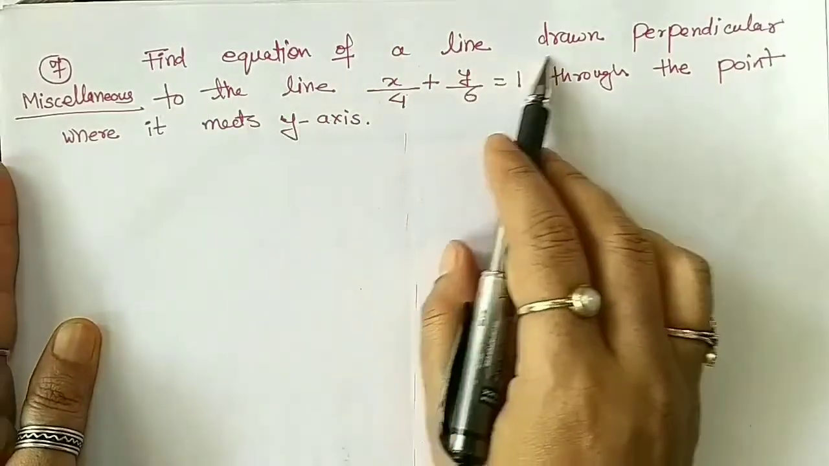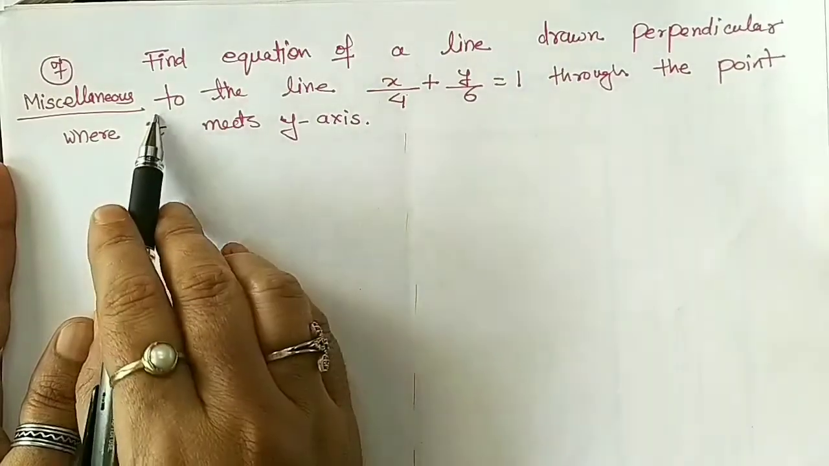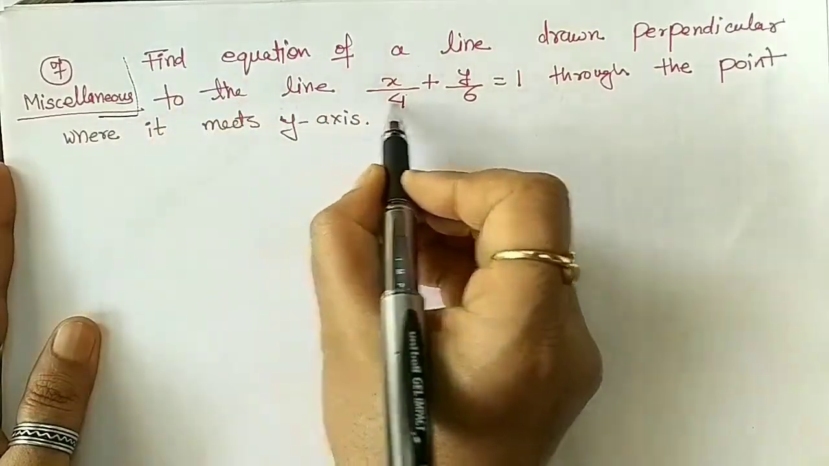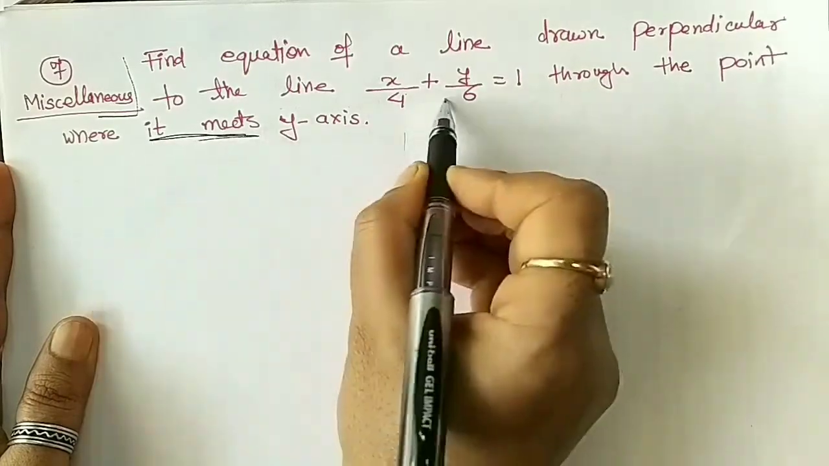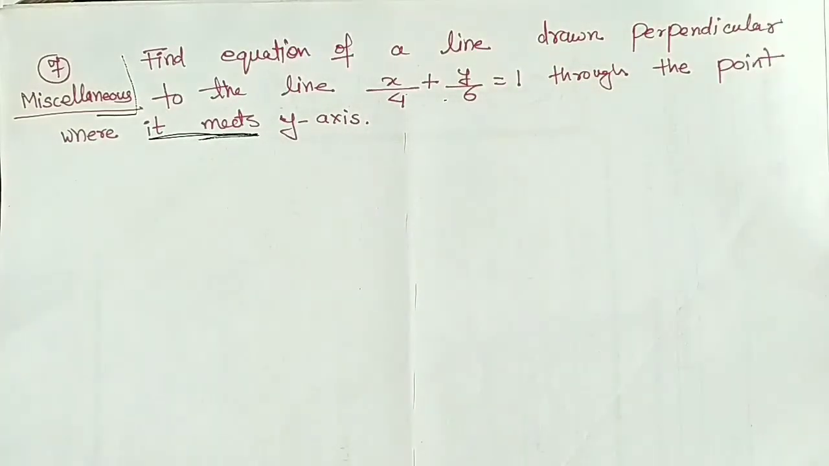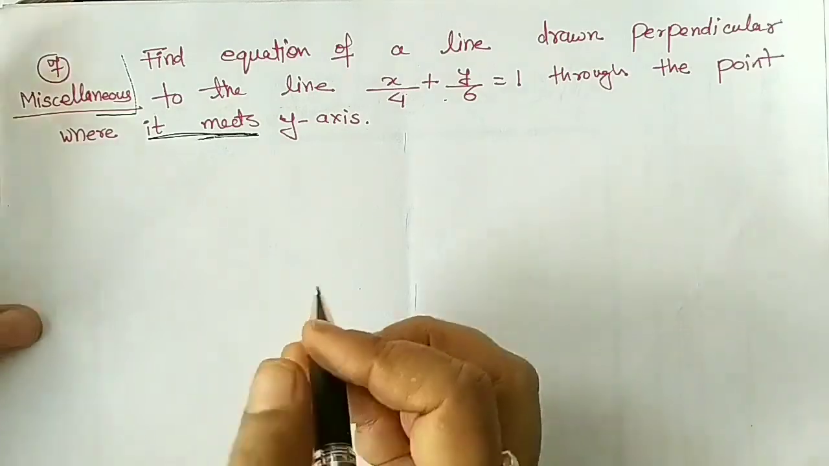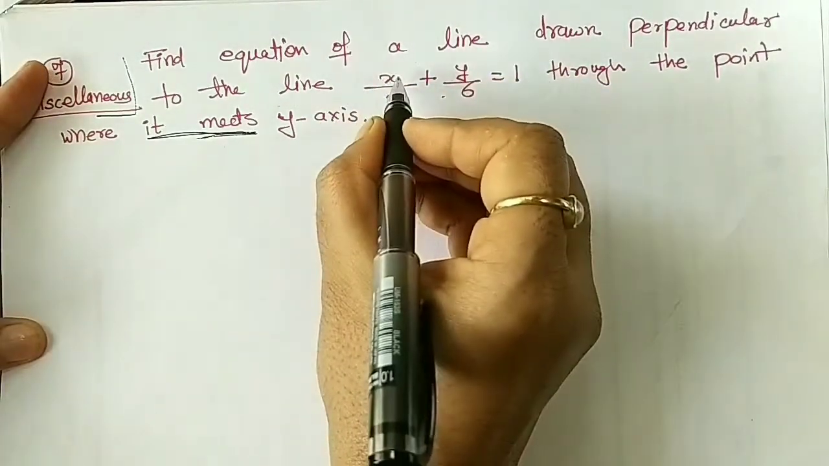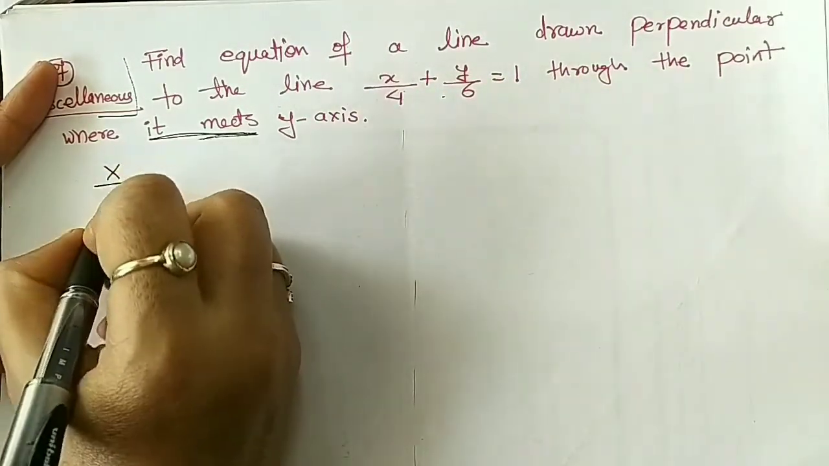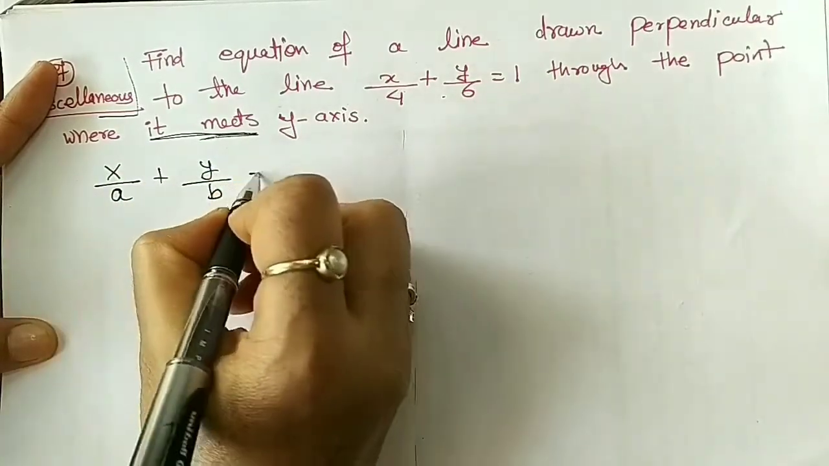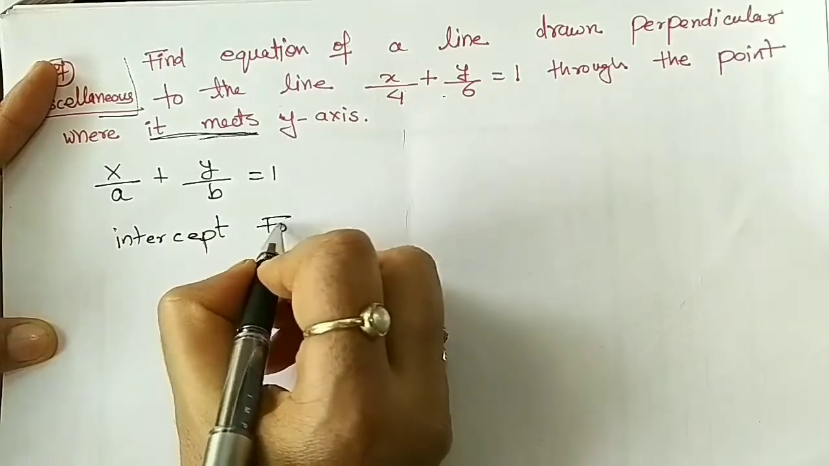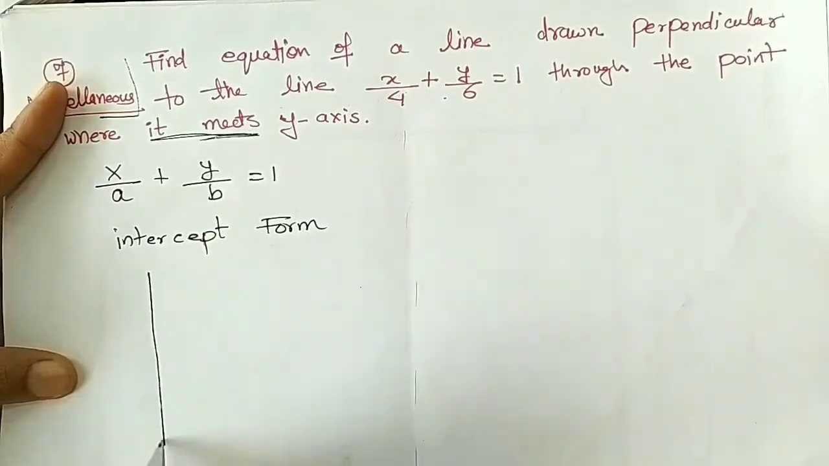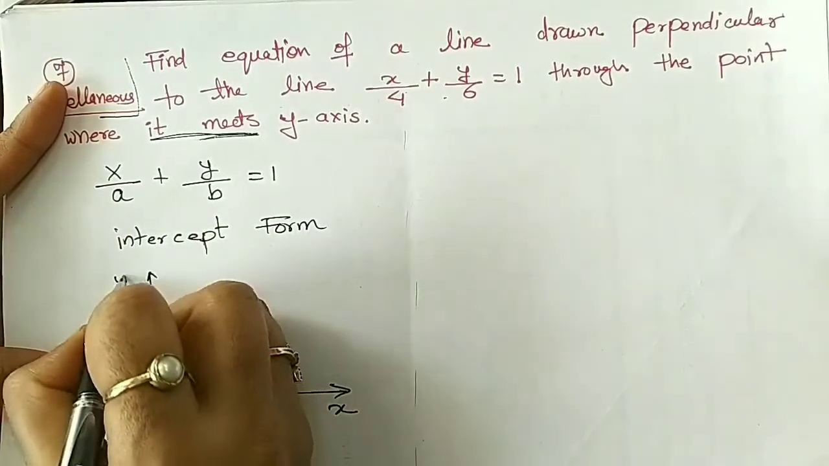Here is the question. Find the equation of a line drawn perpendicular to this line through the point where it meets the y-axis. So we know by looking at it, it's nothing but the intercept form. Remember, this is matching with x by a plus y by b is equal to 1, which is known as intercept form. And what are intercepts? Intercepts means how much it is cutting on the x and y axis.